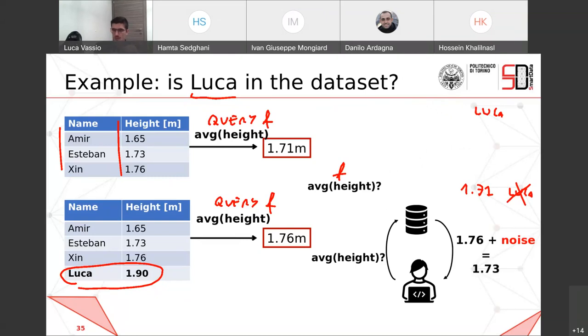For example, 173. In this case, what can the attacker assume? Nothing, because it's for sure not 176 and 171. So we don't know if Luca is inside the dataset or not. And even if the noise is something different, I don't know, 179, we still cannot say for sure that Luca is in. We can just say maybe, well, a bit more likely, Luca is inside.